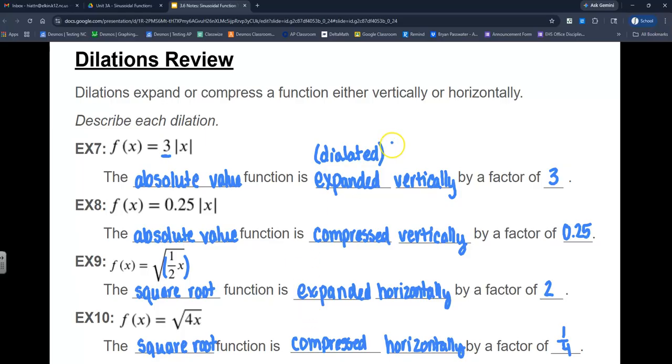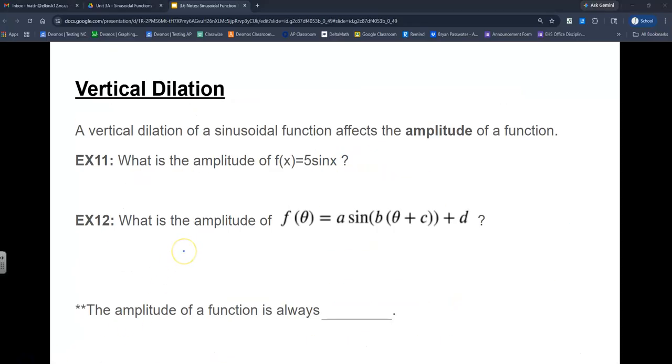And all of these words, expanded, compressed, those can be replaced with dilated instead of expansions or compressions if we choose. It's just a less specific word to use there. When we're talking about vertical dilations of a sinusoidal function, this is going to affect the amplitude of the function. These are going to be very simple to do, actually. They're kind of harder to think about what they look like, but they're very simple to find the amplitude for.